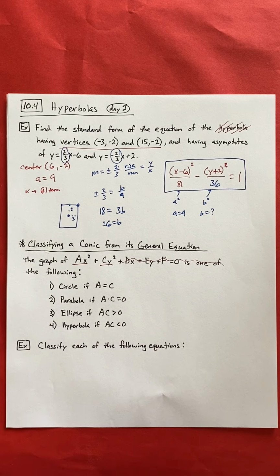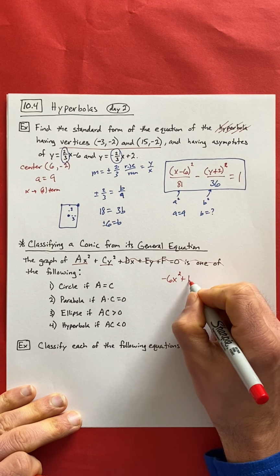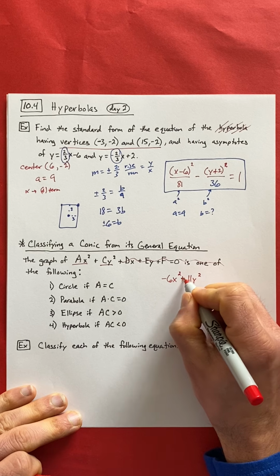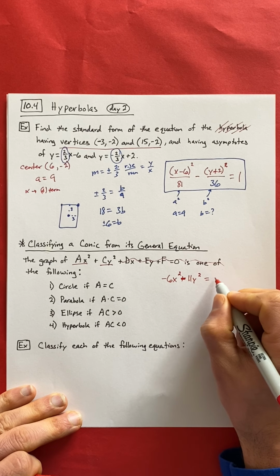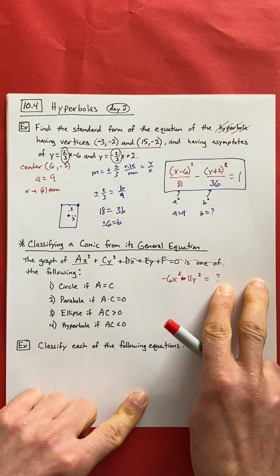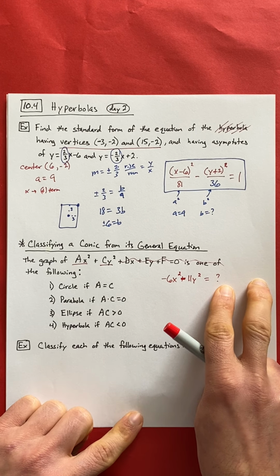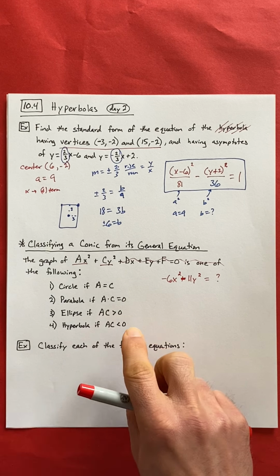Now you heard me say, what if they're both negative? Imagine if you had negative 6x squared minus 11y squared equals, doesn't really matter. All you'd have to do is move these two to the right side of the equation, and now they're both positive. So it would make that an ellipse. So again, if you want to use this rule, great. Me, I don't tend to do that.